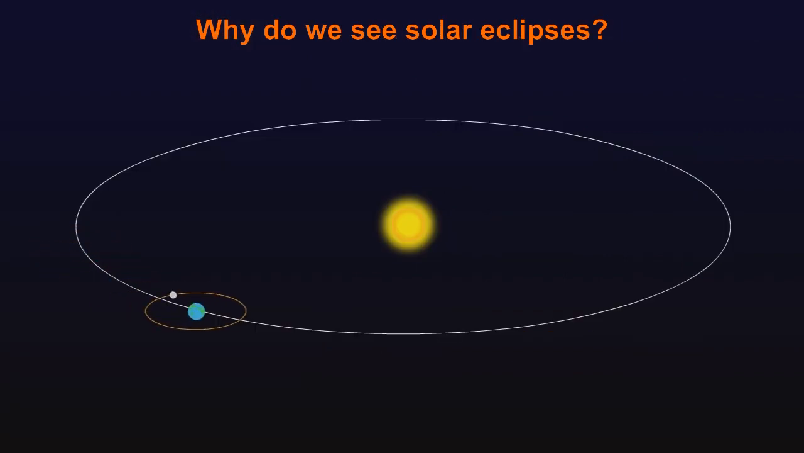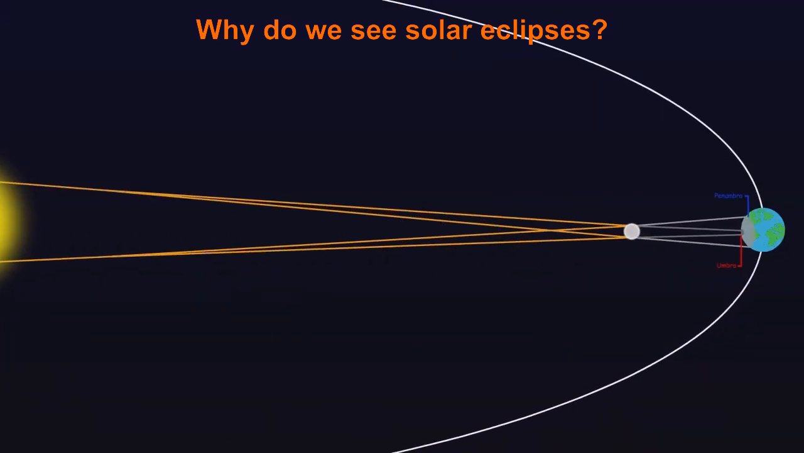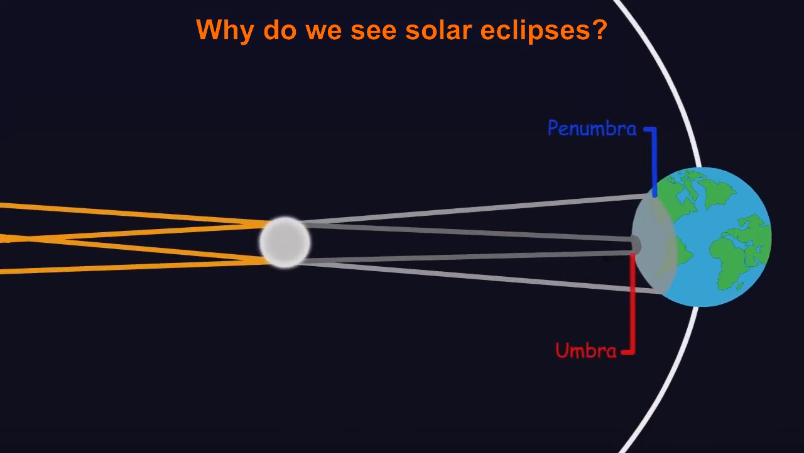Eclipses happen when the moon, Earth, and sun line up. There are two types of eclipses, solar and lunar. In a solar eclipse, the moon is between the Earth and sun. The moon is 400 times smaller than the sun, but 400 times closer to Earth, so the moon blocks the sun's light, casting a lighter shadow, the penumbra, and a darker one, the umbra.